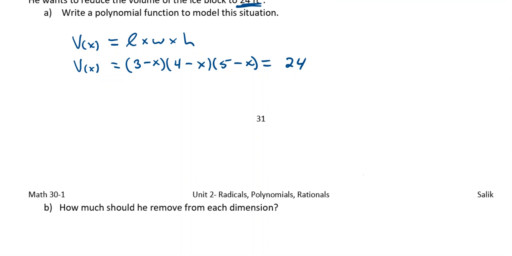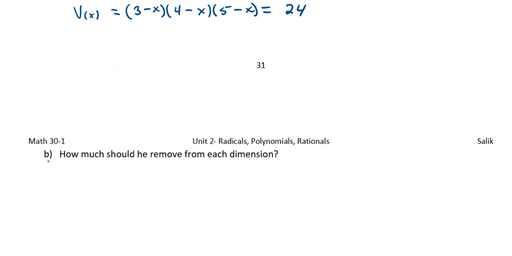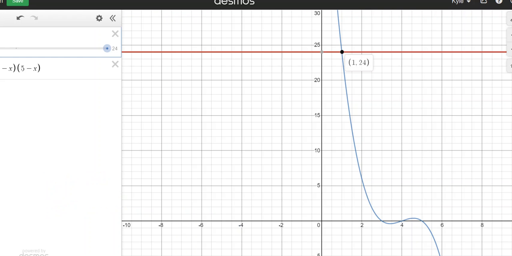But I just want to show you what this will look like on a graph. If we were going to graph this, I would graph y1 equal to 24, and y2 equal to 3 minus x times 4 minus x times 5 minus x. Okay, you would get something that looks like this, right?